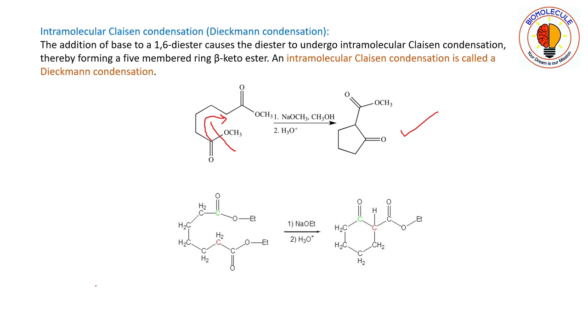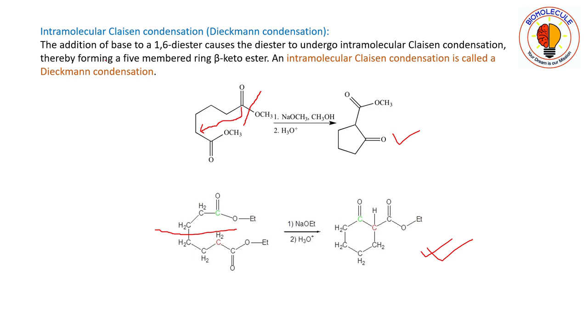If I choose this ester group to eliminate the alkoxide ion and attach this leftover portion to this alpha carbon, then also I will get the same product, since it is a symmetrical diester compound. Similarly over here also, this is a symmetrical diester compound. You just break this one, you will get the same product.